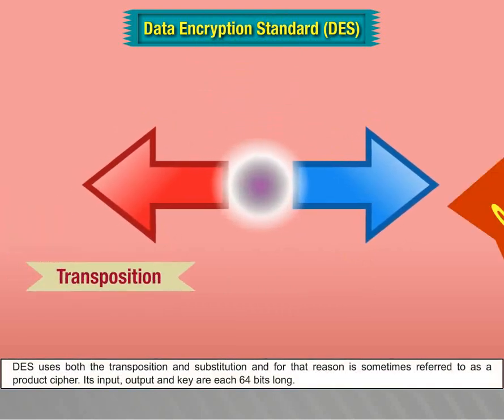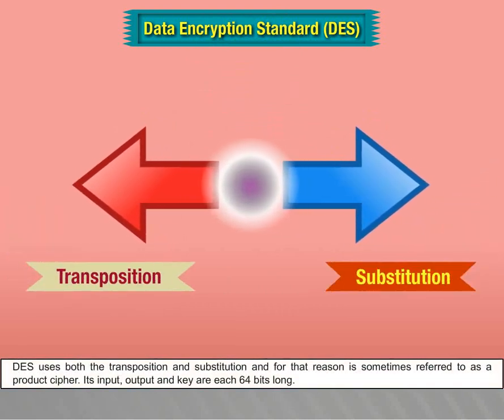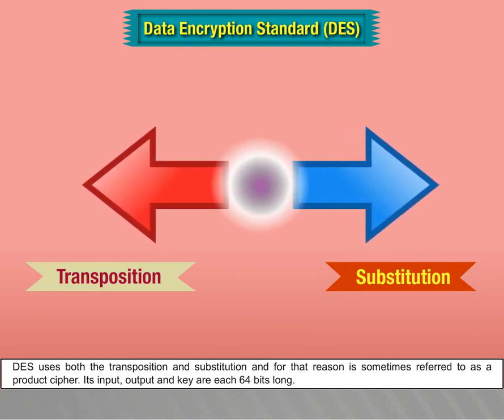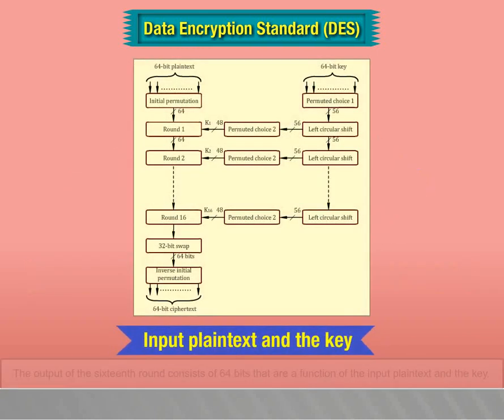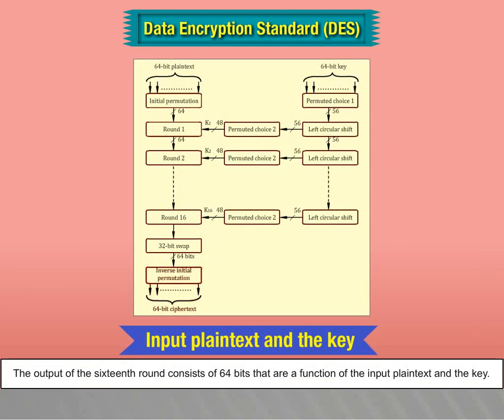DES uses both transposition and substitution, and for that reason is sometimes referred to as a product cipher. Its input, output, and key are each 64 bits long. The output of the 16th round consists of 64 bits that are a function of the input plaintext and the key.